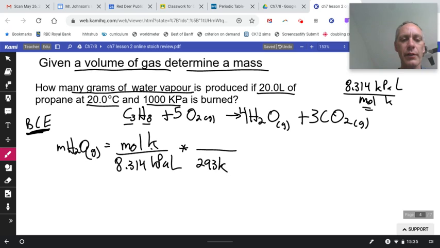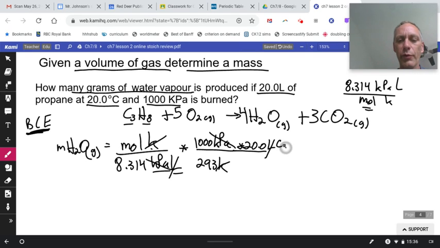293 Kelvin, gone. Got to get rid of kilopascals and liters. 1,000 kilopascals on top, cancels with kilopascal on the bottom. And 20 liters on top, cancels with liters on the bottom. And let's put 20 liters of propane. So we introduce our formula. So right now, all I have left is moles of propane. So we used gas stoich to get our moles of propane, but we're interested in mass of water. So you have to convert propane to water.